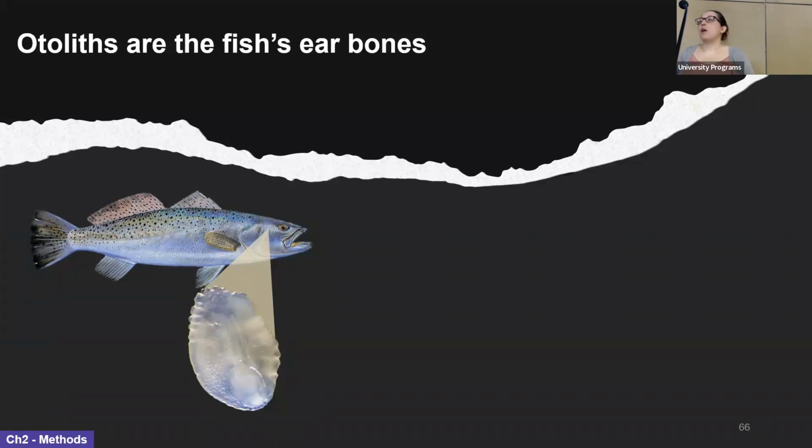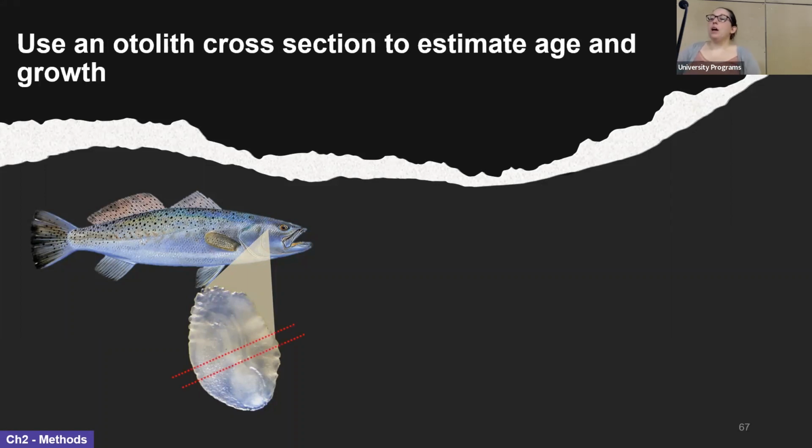So first I'd like to talk about what is an otolith. Otoliths are the ear bones of a fish, and we extract these otoliths from the otic cavity, which sits just behind the brain. Fish use otoliths for balance and stability while they're swimming, but we as scientists use otoliths to estimate age and growth.